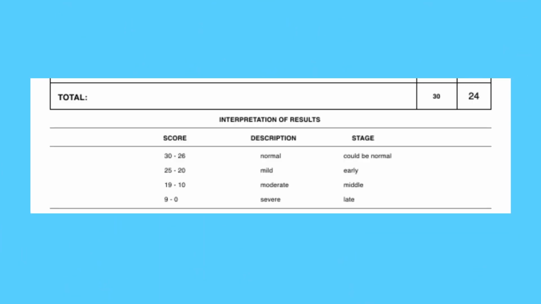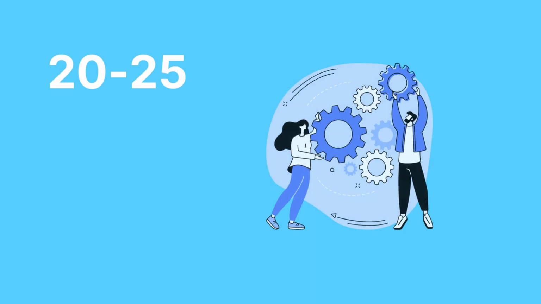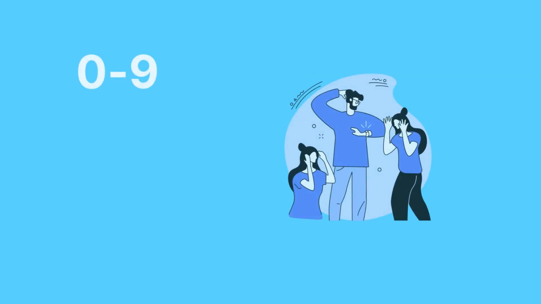At the end of the examination, add the total of each question. MMSE has a maximum score of 30. If the score is 26 or higher, it's considered normal or no cognitive impairment. If the score is between 25 to 20, it can be interpreted as mild cognitive impairment. If the score is between 19 to 10, it can be moderate, but if the score is between 9 to 0, it indicates possible severe cognitive impairment.